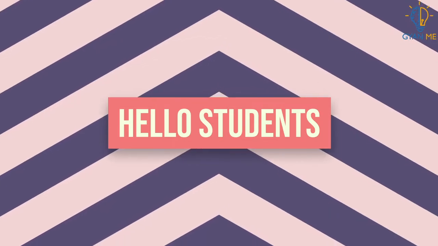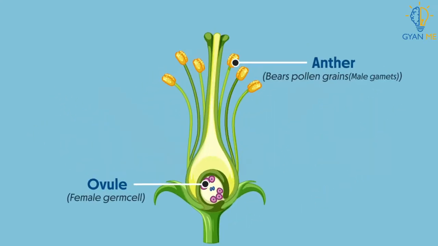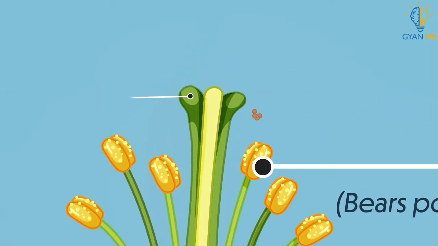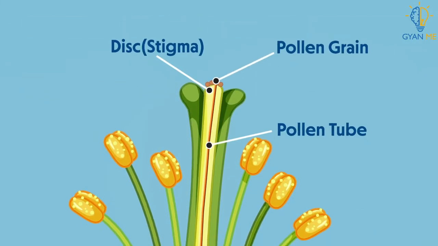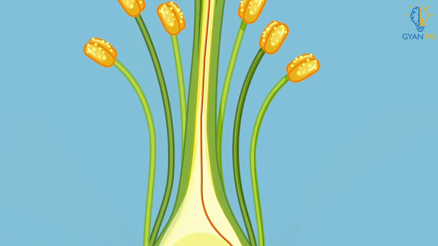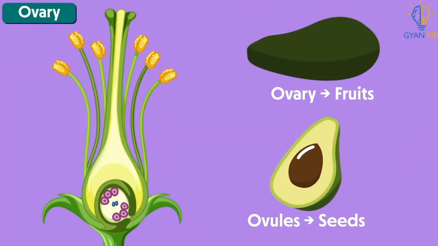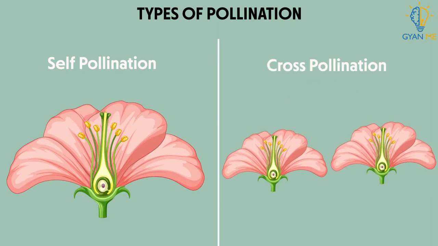In our today's video, we will learn about types of pollination. We know that the transfer of pollen grains from one anther of a flower to the stigma of a flower is called pollination. After pollination, fertilization of pollen grains with the ovule takes place, which leads to the formation of seed and fruit. There are mainly two types of pollination: self-pollination and cross-pollination.